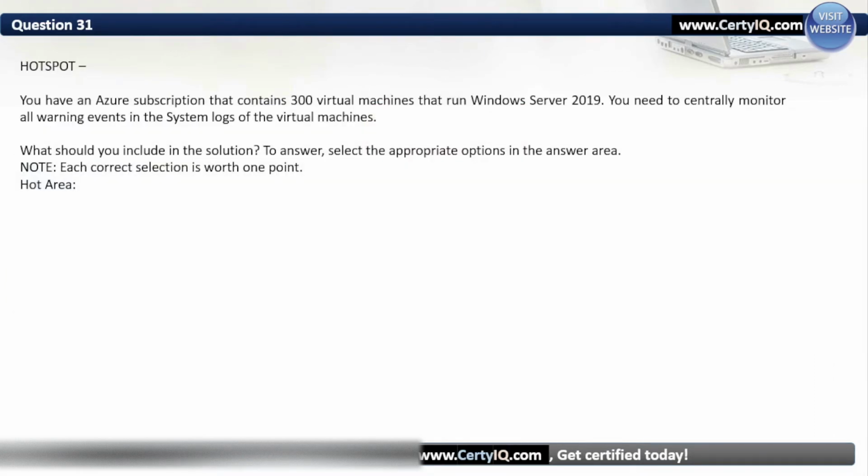Question 31. Hotspot. You have an Azure subscription that contains 300 virtual machines that run Windows Server 2019. You need to centrally monitor all warning events in the system logs of the virtual machines. What should you include in the solution? To answer, select the appropriate options in the answer area. Note, each correct selection is worth 1 point.